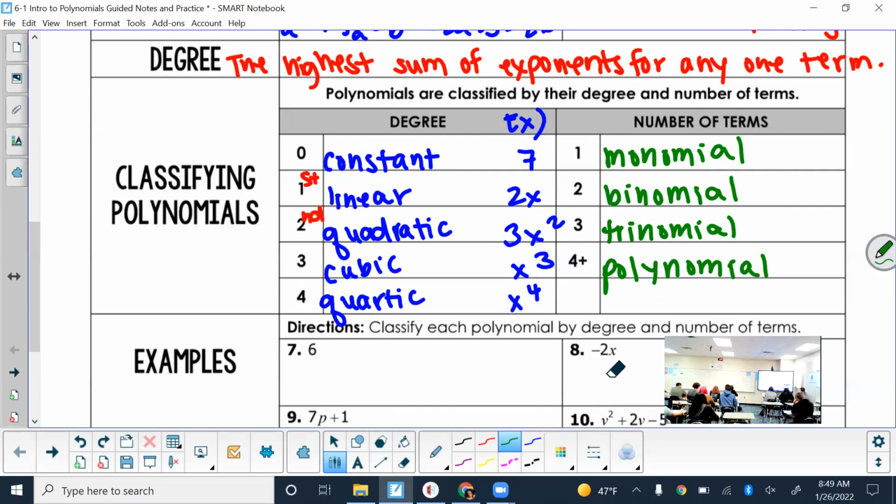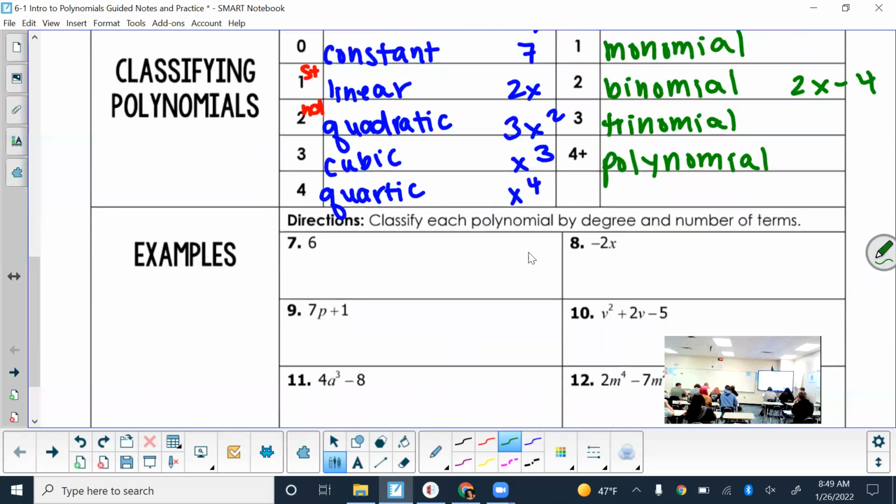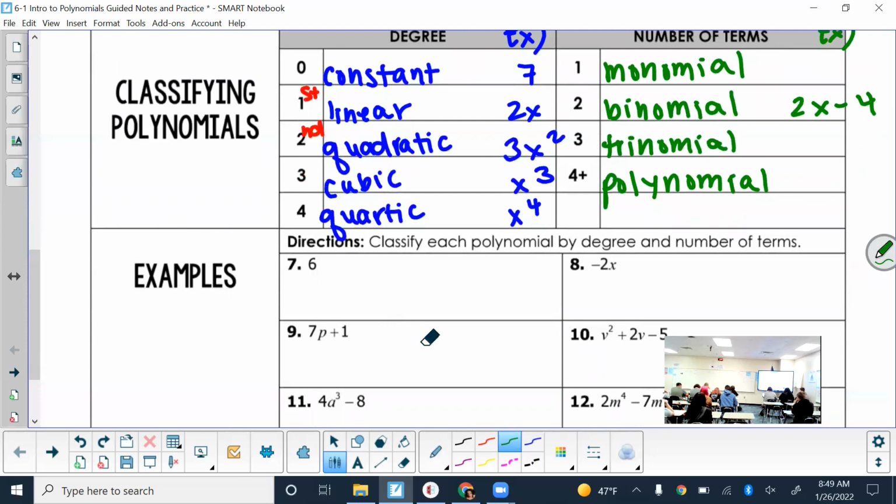Sometimes they generalize all of these as polynomials, but really if it has 1 term, it's a monomial. If it's 2 terms, it's a binomial, and so on. All right, so in these examples that I gave you here in blue, those are all monomials. A binomial example could be really anything that has 2 terms, like 2x minus 4. Trinomial would have 3 terms, and polynomials 4 or more. Questions? All right then, so let's do some examples.